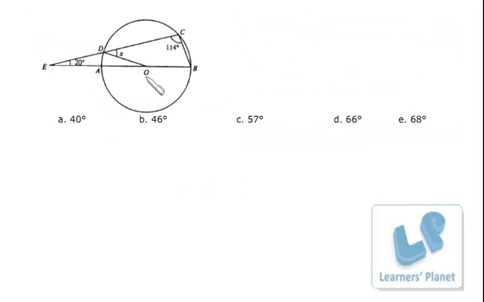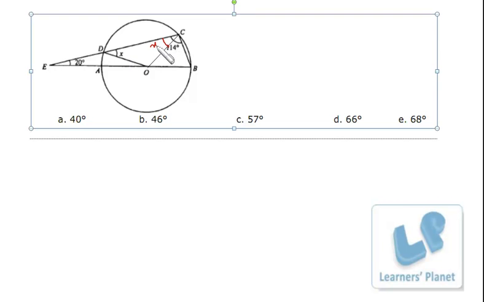Here O is the center of the circle and we have to find the value of X. Okay. So first of all, what I do is I join O and C. Now OC and OD, both of them are radius. So this angle is X, that means this angle will also be X.